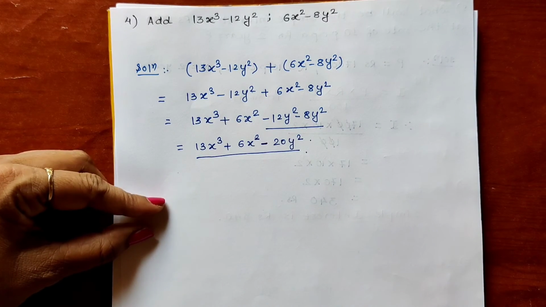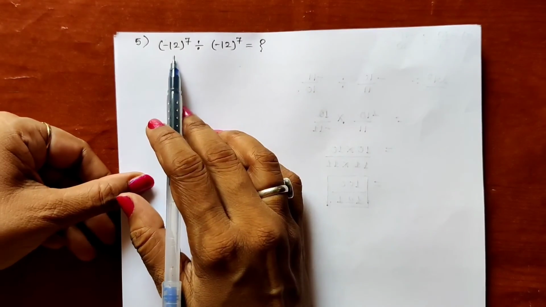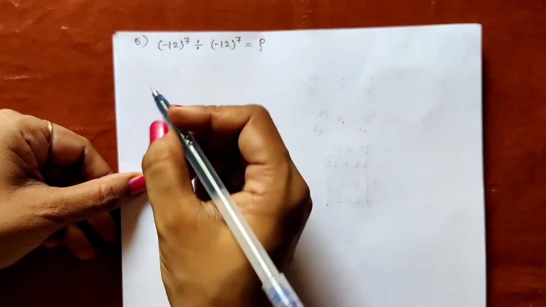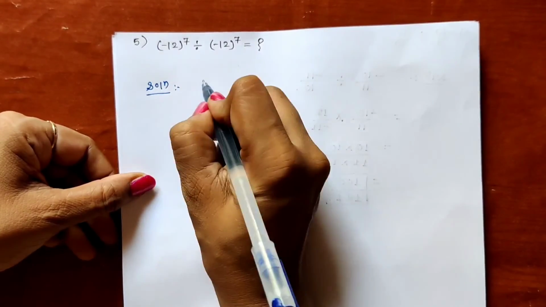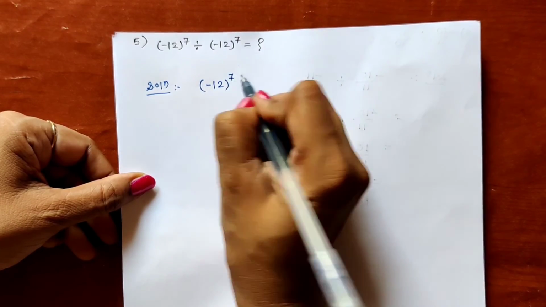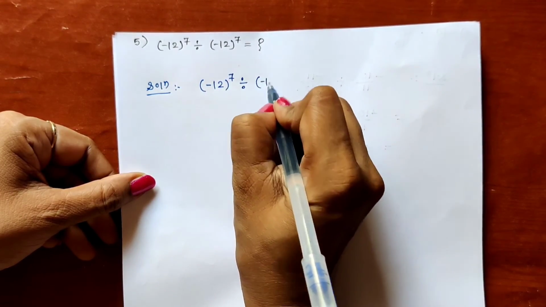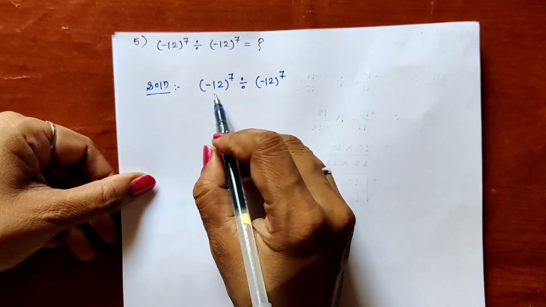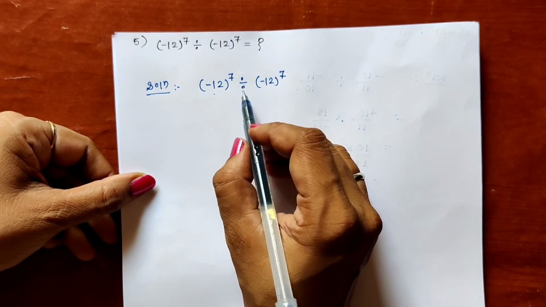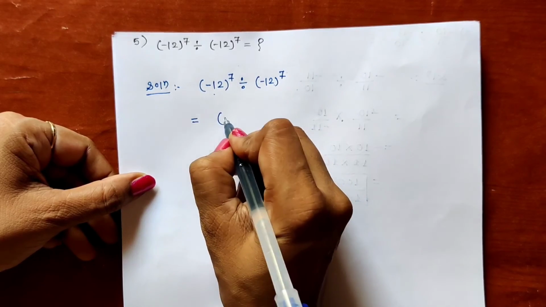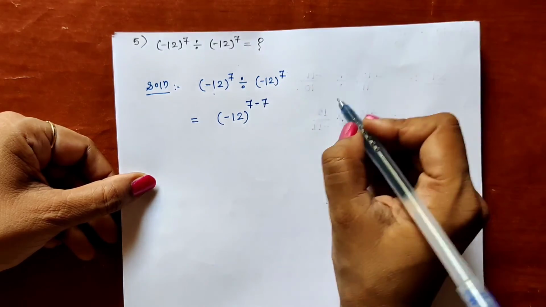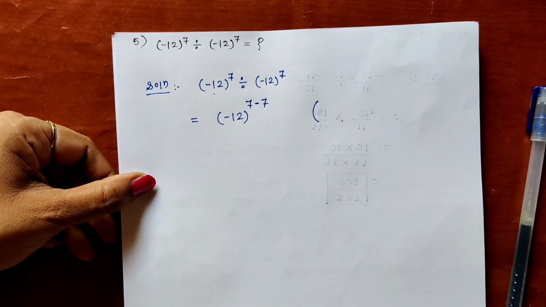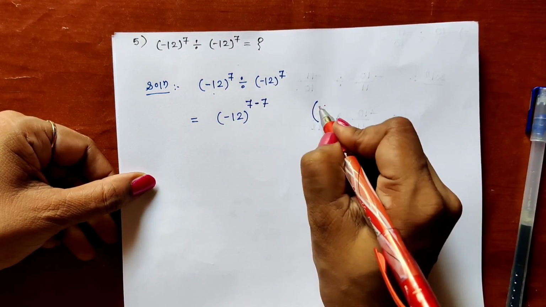Now let us go on to the last sum, last question. The last question is division of these two exponentials. So let us solve. Minus 12 raised to 7 divided by minus 12 raised to 7. Same base and there is division. So what do we do? We write the base one time and we subtract the indices. Which rule are we applying here? We are applying the rule of division.